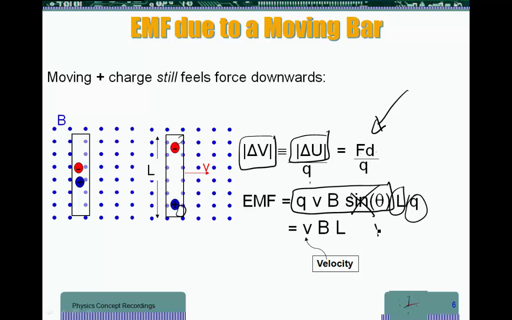Now using sin theta as 1, the Q's cancel out. I end up having the EMF being vBL. The EMF stands for the electromotive force, the voltage between the ends of the bar. We can show that it's going to take the same amount of energy to move a negative charge from the bottom to the top. But this is the bottom line: the EMF is v, the velocity of the bar, times the magnetic field, times the length of the bar.